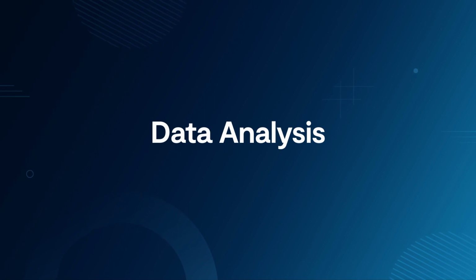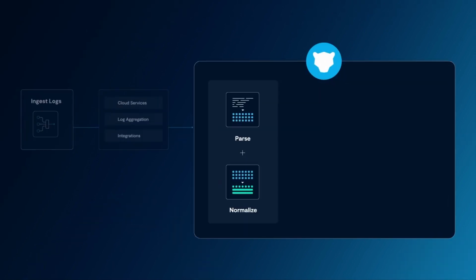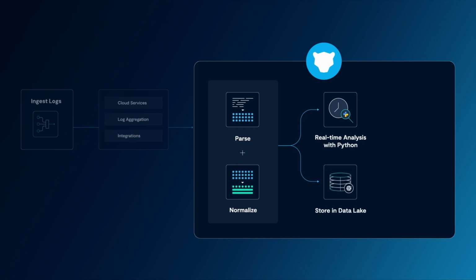After this normalization process is complete, data is then analyzed in real time with Python and simultaneously loaded into a specific table in Snowflake, depending on its classified log type. In the example I just gave, it would go into a table called S3 server access logs.